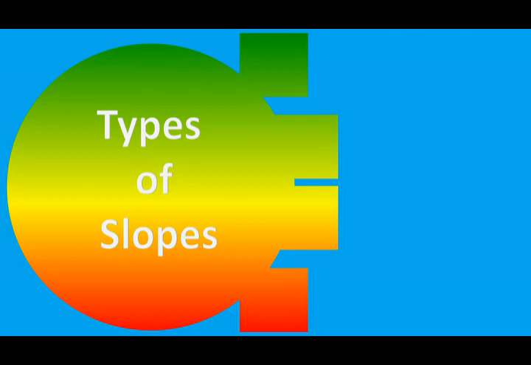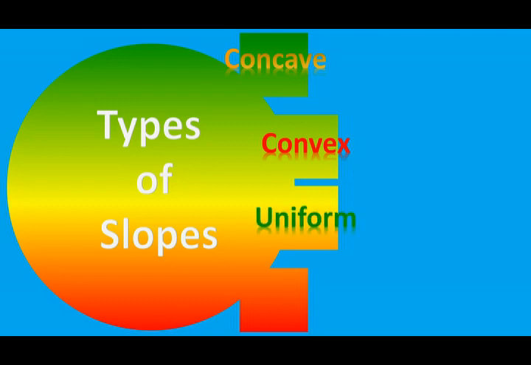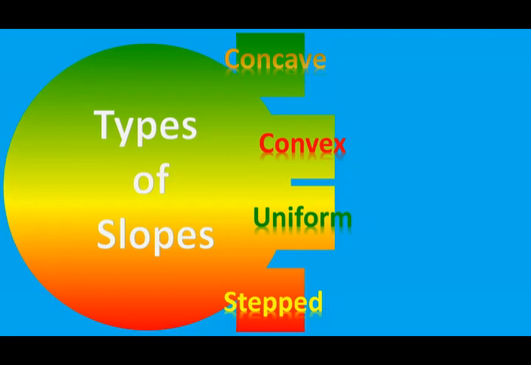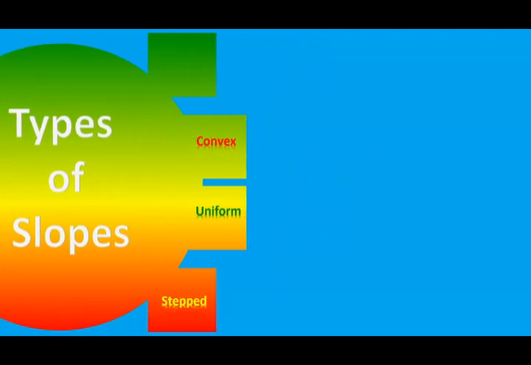Slopes can be concave, convex, uniform, or step. So now that we have looked at the different types of slopes, let us now zoom in on each of them, beginning with a concave slope.